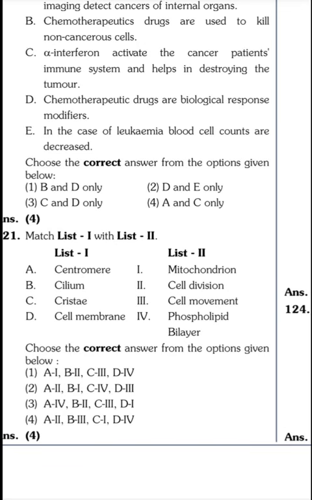Okay, so centromere, what is it responsible for? They help during the cell division. Cilium helps in cell movement. Cristae is found within the mitochondria. Cell membrane is made up of phospholipid bilayer. So centromere, cell division, so A2, then cilium, cell movement, so B3. The fourth option is the correct answer.